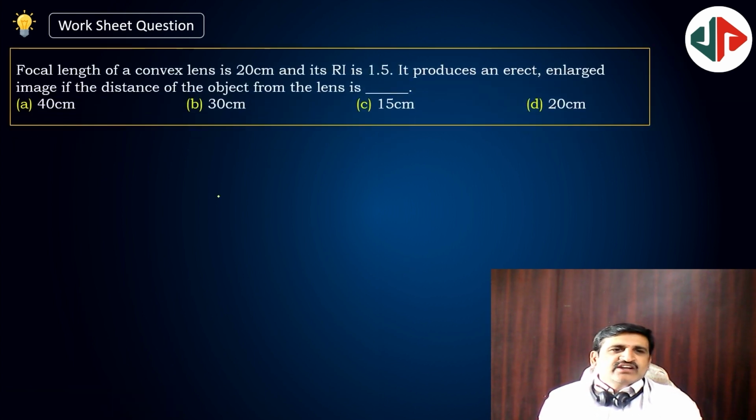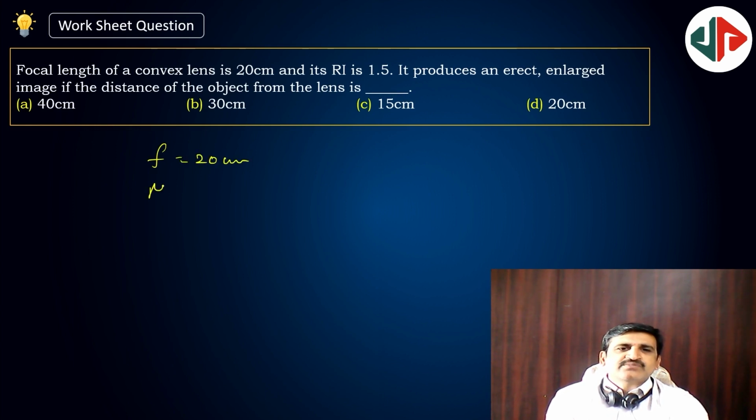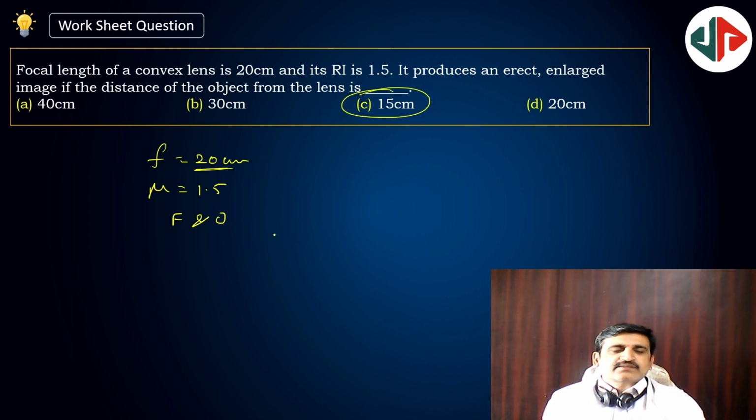The focal length of a convex lens is 20 centimeters, F is equal to 20 centimeters, and refractive index mu is equal to 1.5. It produces an erect, enlarged, magnified image. What is the distance of the object from the lens? Whenever you want erect, the object should be between F and O. That means with focal length 20, between 0 and 20, below 20 you should be. So this is the answer. If between F and O only, it will give you erect, magnified, and erect means a virtual image will come. This is the simple microscope concept.